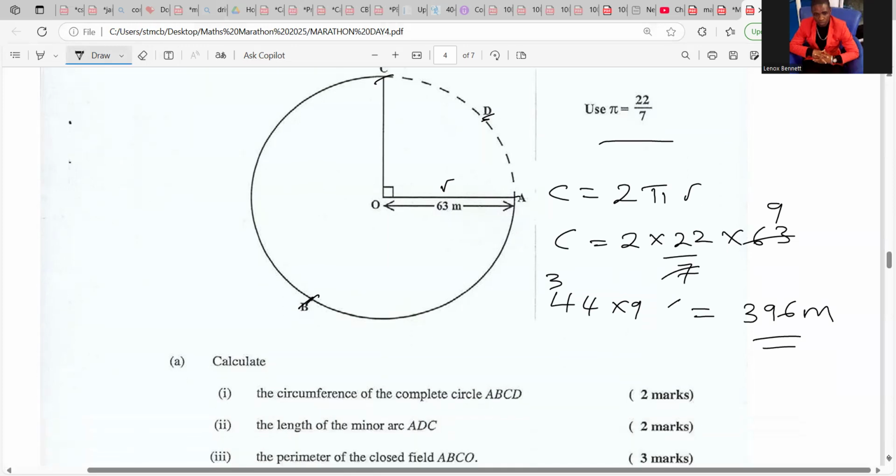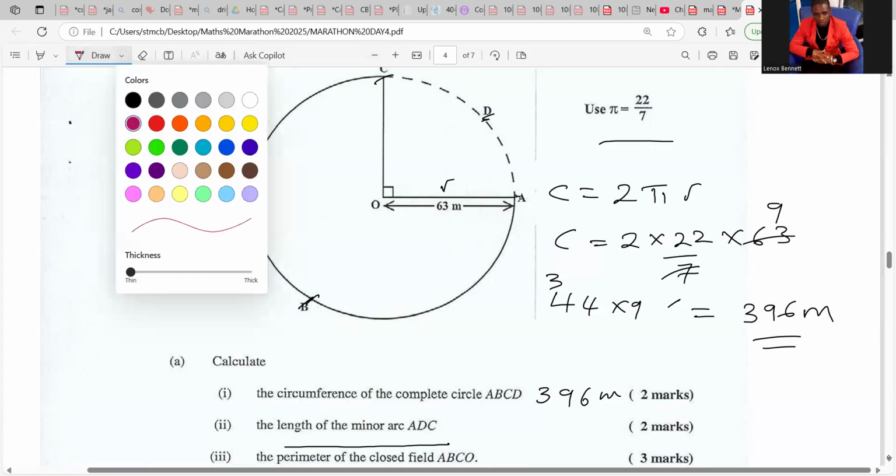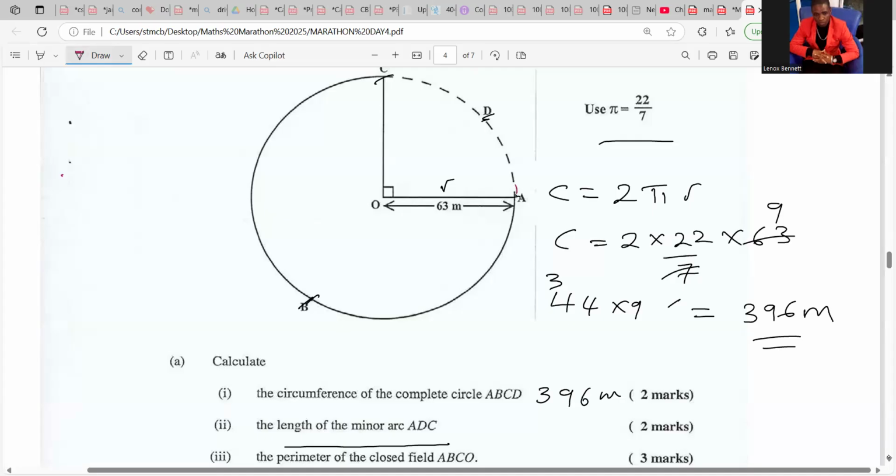So that works out to 396 meters, the length of the minor arc ADC. So here's the minor arc ADC. Let me put a different color on it quickly. So we want the length of this.